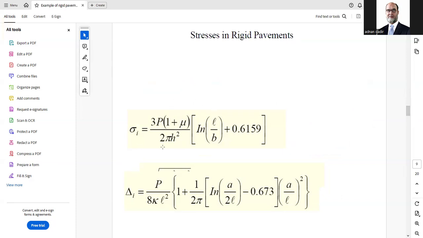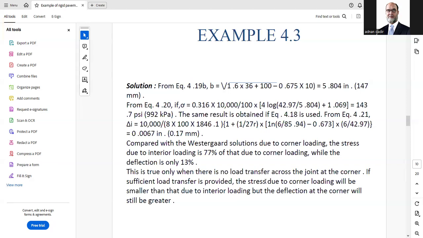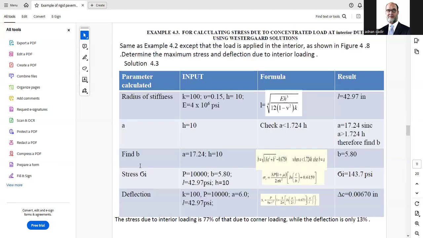This can be another formula where we can calculate sigma i and delta i. So again, we go the same way as before. We'll make the 4-column table. First, we'll calculate the radius of stiffness. And then, as I was referring, you have H and you have to check A, whether the value of A is 1.724 times H.